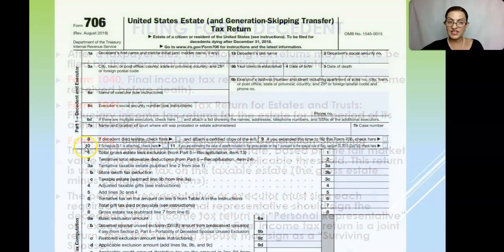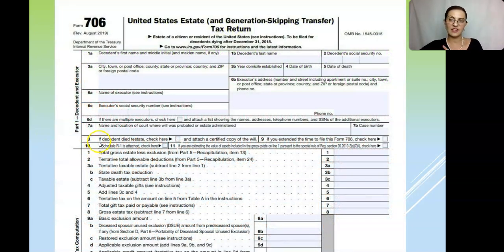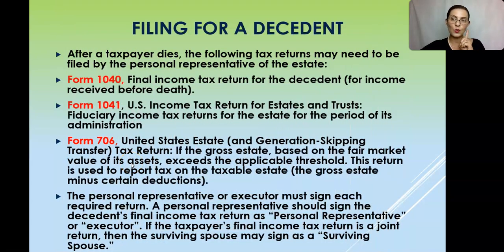Now, the Form 706 is the odd one out of all of these returns. The Form 706 is the United States Estate and Generation Skipping Transfer Tax Return. This only gets filed one time. It can only be filed one time. It only gets filed on paper. You can't e-file these returns. And this tax return is only to report the assets of the estate, the value of the estate.